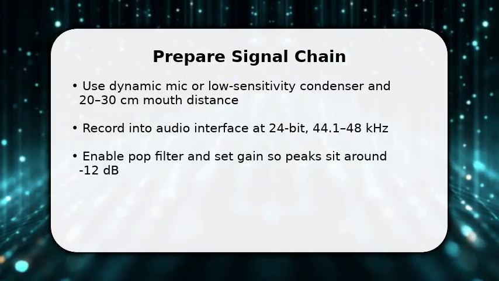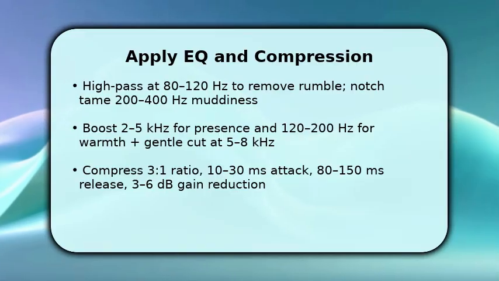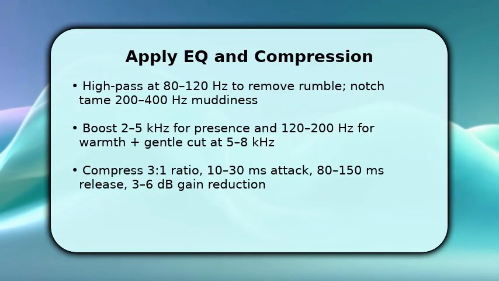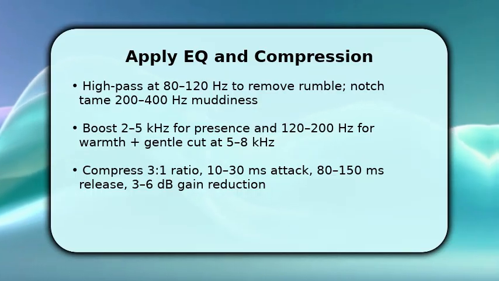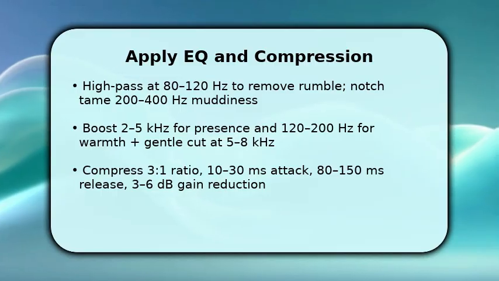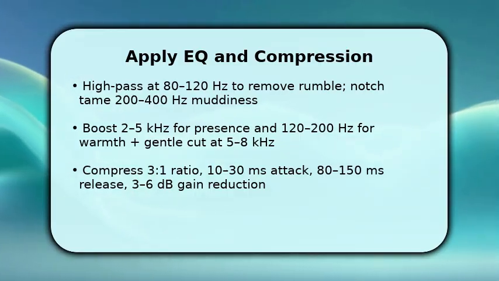Now you sculpt tone with EQ and control dynamics with compression. Start by high-passing at 80 to 120 Hz to remove rumble and notch any 200-400 Hz muddiness for clarity. Add a presence boost between 2 and 5 kHz and a subtle warmth boost around 120 to 200 Hz. Reduce harshness in the 5 to 8 kHz band as needed.